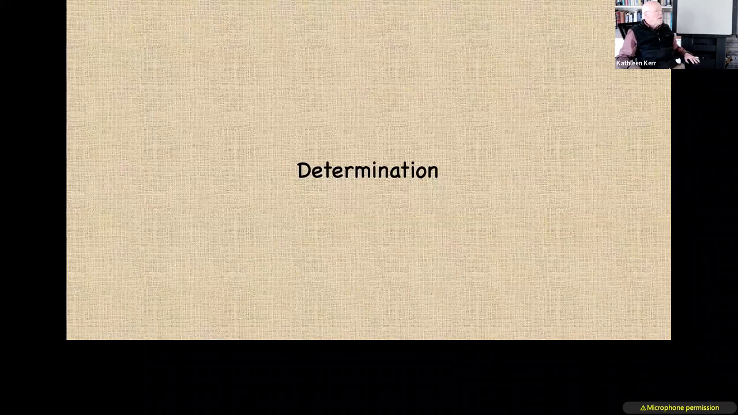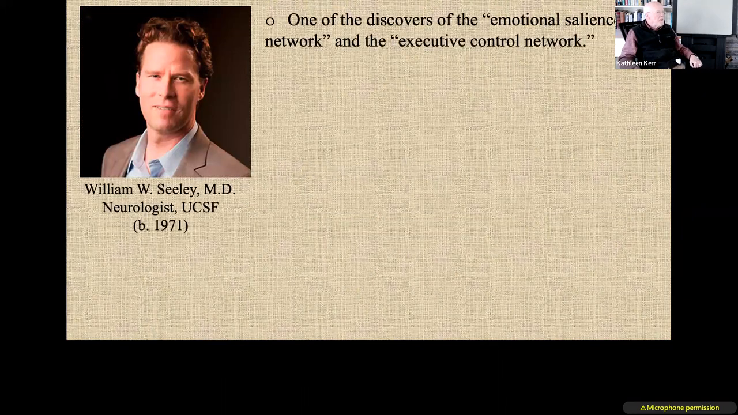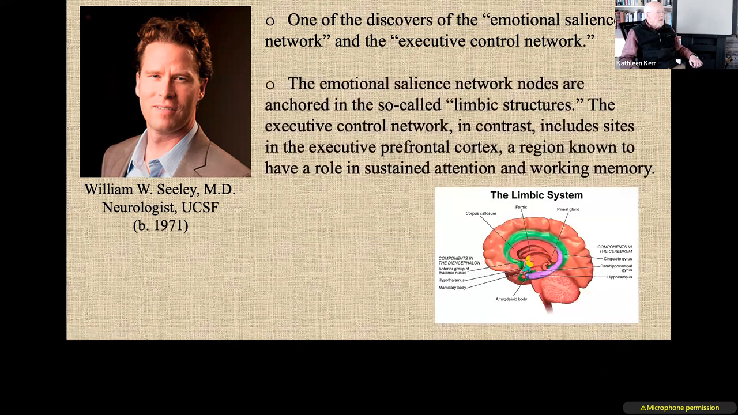So the other thing they look into is determination. This is a different set of research. William Seeley, a neurologist out at UC San Francisco, one of the discoverers of the emotional salience network and the executive control network. The emotional salience network nodes are anchored in the so-called limbic structures. The executive control network, in contrast, includes sites in the executive prefrontal cortex, a region known to have a role in sustained attention and working memory.